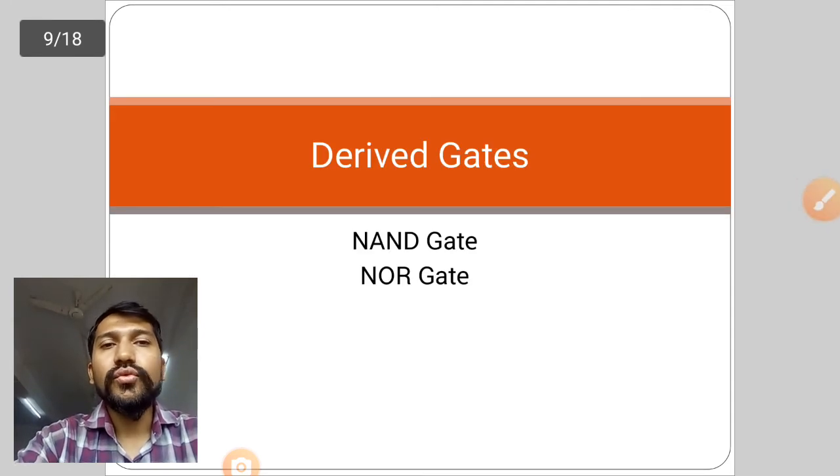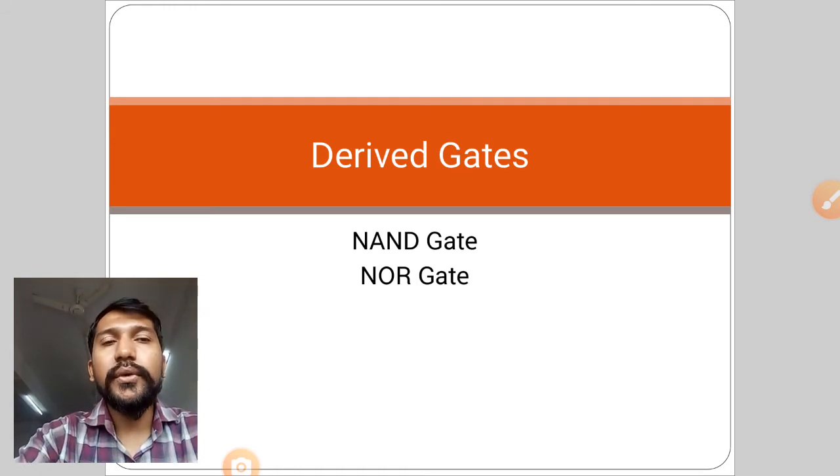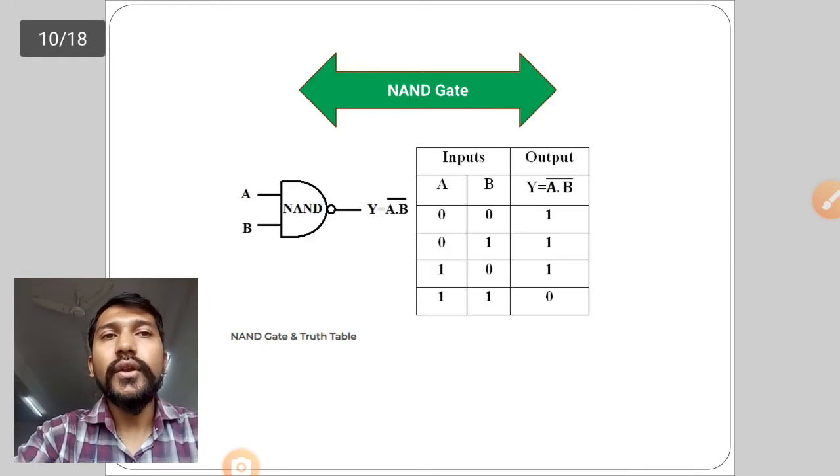So now let us move to our next topic, that is derived gates. A derived gate is basically a combination of the basic gates. So whenever I join two basic gates, I will be getting derived gates. So the name is given derived gates. So let us move on. What is a NAND gate?